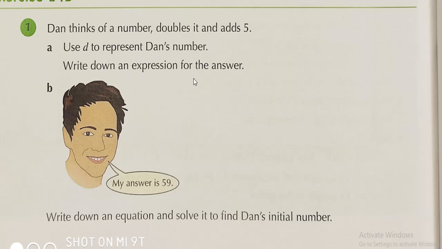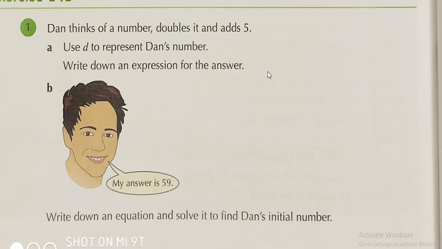Write down an expression for the answer, and then Dan gives you the answer as 15. So now let's go ahead and try to solve this simple problem and set up the equation. Now Dan thinks of a number, okay? This number is D, definitely. He doubles it. When he says he doubles it, it means he multiplies it by 2.